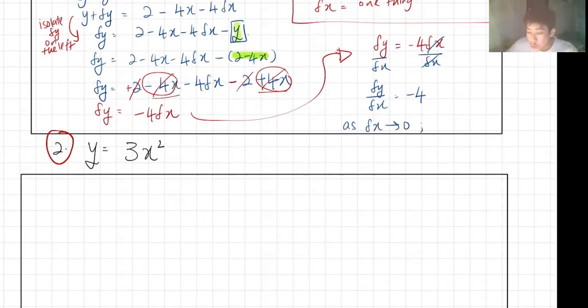As delta x approaches 0, you have to write this step as it approaches 0. Why? Because now we want to change this to dy dx. Our end goal is dy dx. Dy dx is the gradient of the tangent at a point. At one point, okay? Gradient of the tangent at one point. This dy dx is the gradient of PQ.